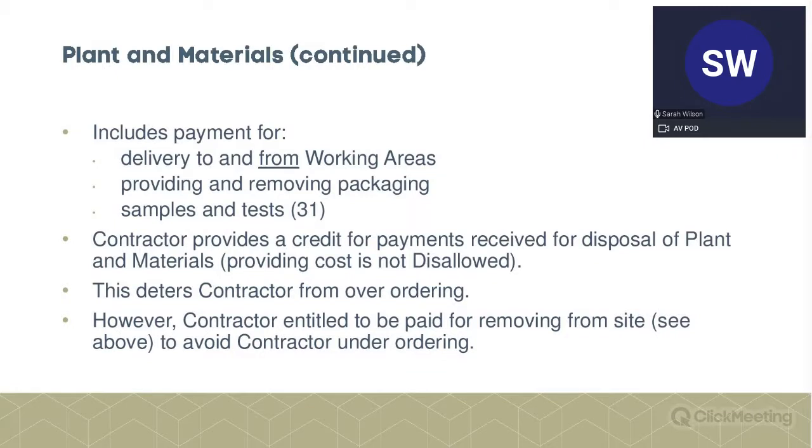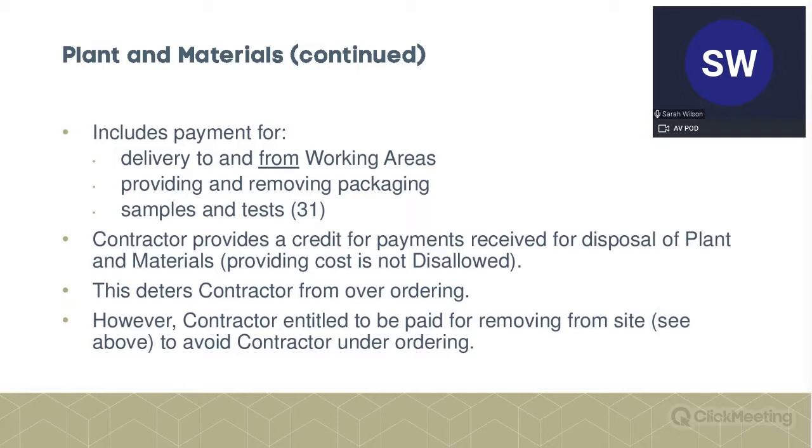So as far as the plant and materials is concerned, remember, this all applies to both schedules, the shorter and the ordinary schedule. So it includes specifically, as did the equipment, the costs of delivery to and removal from those working areas. It also includes the provision and removing of packaging. So you can see how detailed this is. Very, very different from JCT, and it also includes payment for samples and testing that's required under the contract.